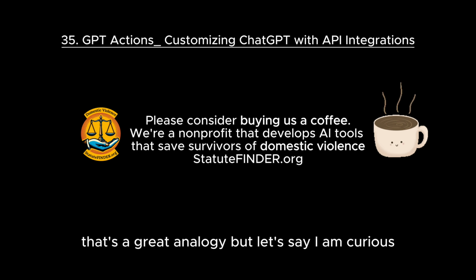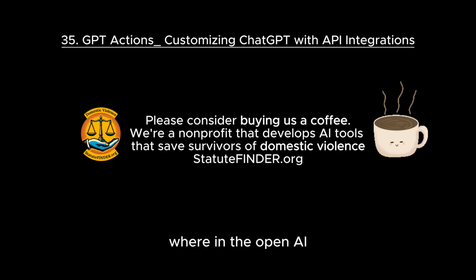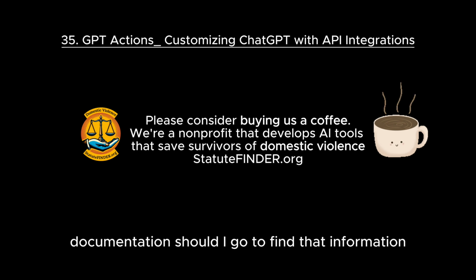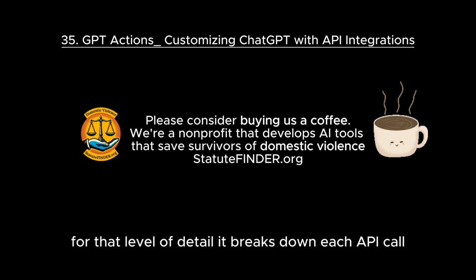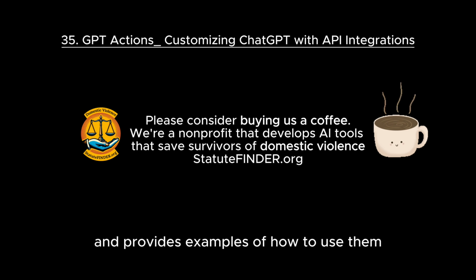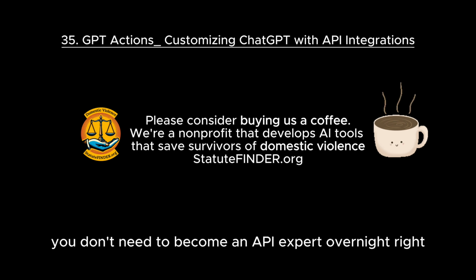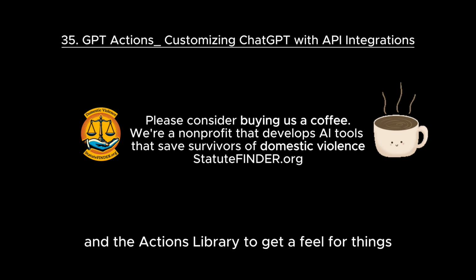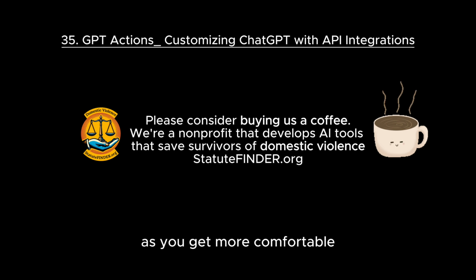That's a great analogy. But let's say I am curious, and I want to learn more about how this all works under the hood. Where in the OpenAI documentation should I go to find that information? The API reference section is your go-to for that level of detail. It breaks down each API call, explains the different parameters, and provides examples of how to use them. So if I want to get my hands dirty and really understand the nuts and bolts, the API reference is the place to be. Exactly. But remember, you don't need to become an API expert overnight. Start with the quick start guide and the actions library to get a feel for things, and then gradually dive deeper into the technical documentation as you get more comfortable.